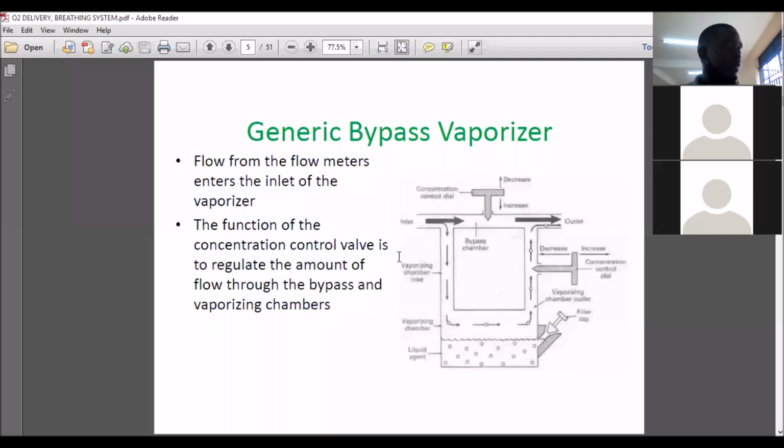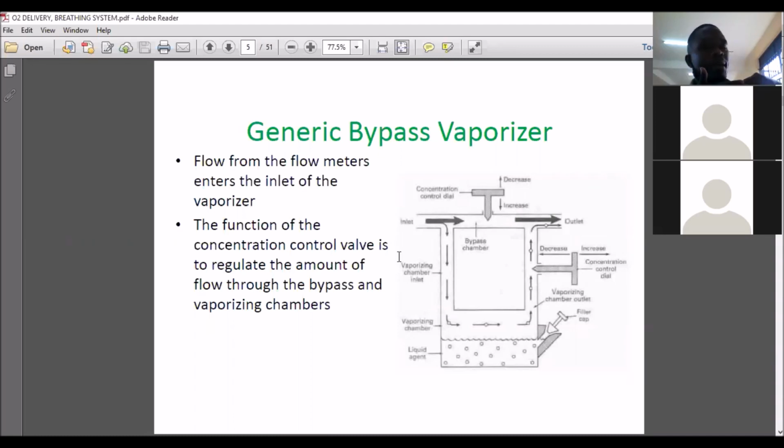Yes, you are together. So the function of the concentration control valve is to regulate the amount of air that flows through the pipe. I think you see the different control valves. There is a control valve above and there is a control valve on the side. The control valve above will determine how much of the air goes through that vaporizer. Now the one that is needed mostly is the one on the sides. That one on the sides is the one that controls the percentages.